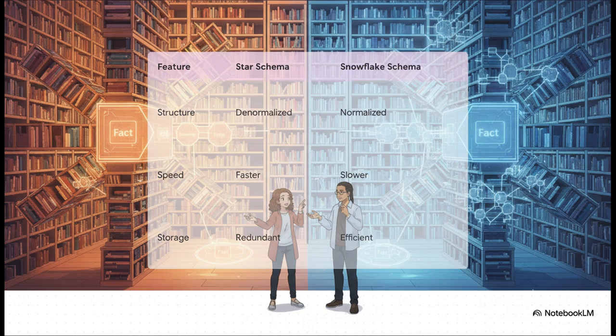The snowflake schema, on the other hand, breaks those dimension tables down even further into normalized subtables. This saves a ton of storage space because there's absolutely zero redundancy, but it requires much more complex joins, which can really slow down your reading speed. It's a classic architectural trade-off.